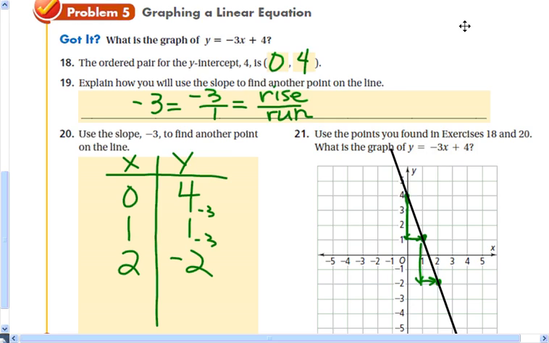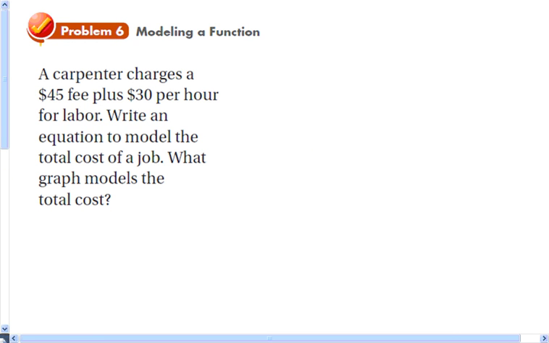All right, so modeling a function. A carpenter charges a $45 fee plus $30 per hour. Write an equation to model the total cost. What graph models the total cost? So, thinking about this, the part that keeps getting added is $30 per hour. And so that means that our fee is going to go up 30. So if we're writing an equation, and we know it goes up by the same amount, that means we can use this form to write the equation.